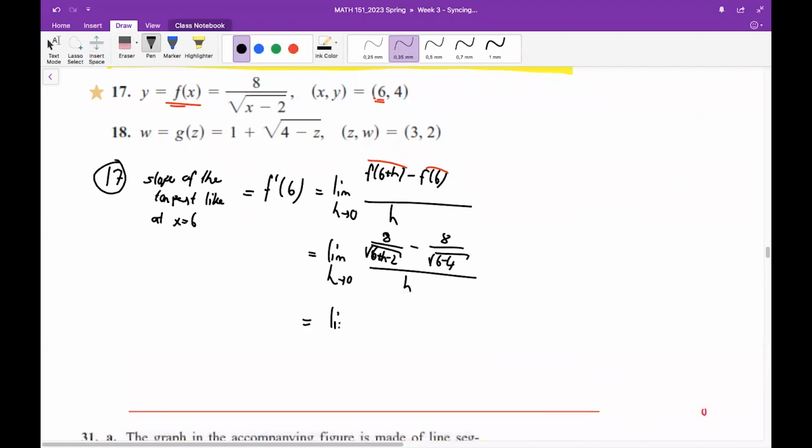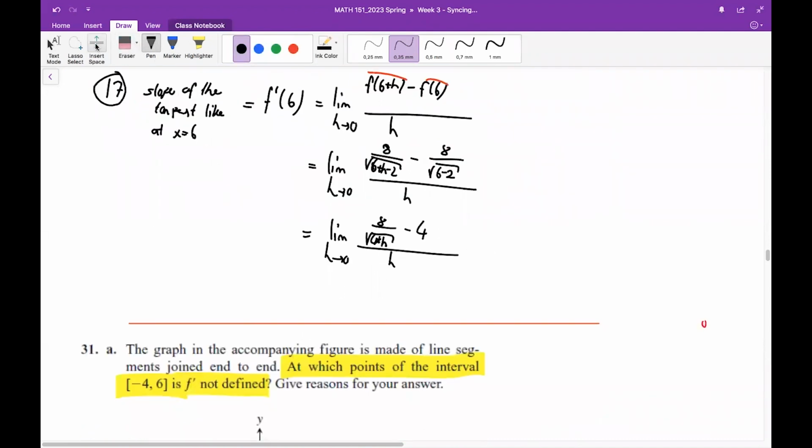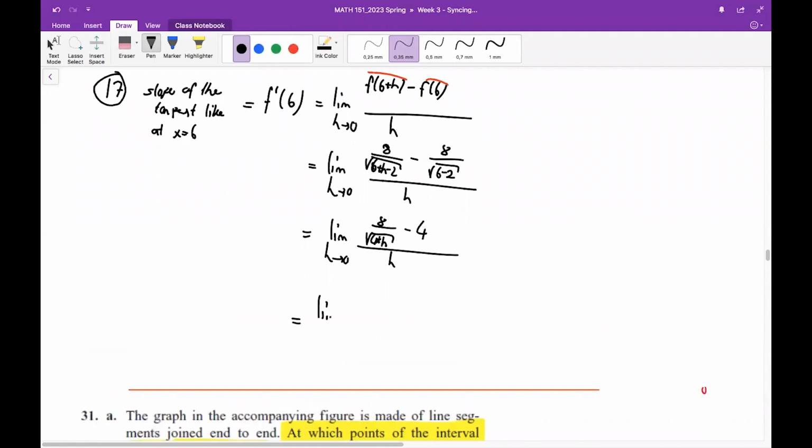Then what we have, limit as h goes to 0, here we have 8 over square root of 4 plus h, minus, what is this value? By the way, I am sorry, this should be not 4 but 2. You should warn me on such mistakes, okay? Then this is just 4, divided by h, and next, limit as h goes to 0, we can write it over a common denominator like this.